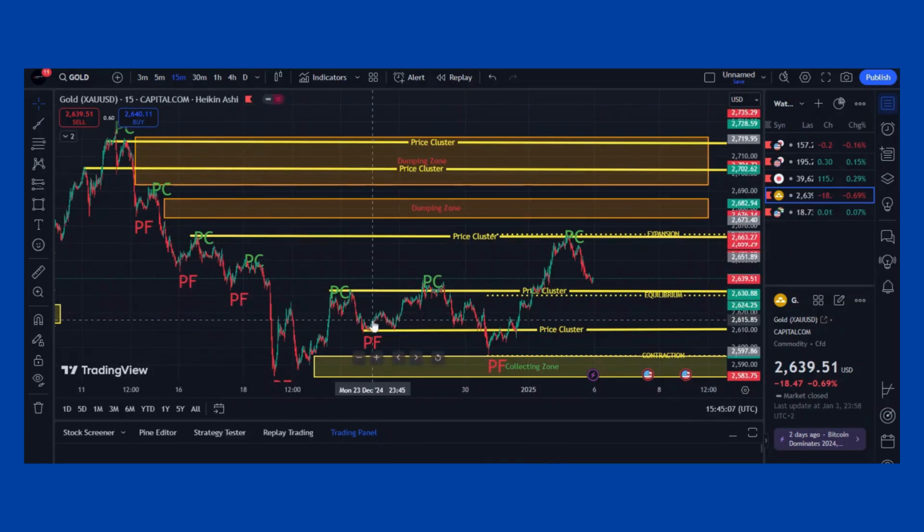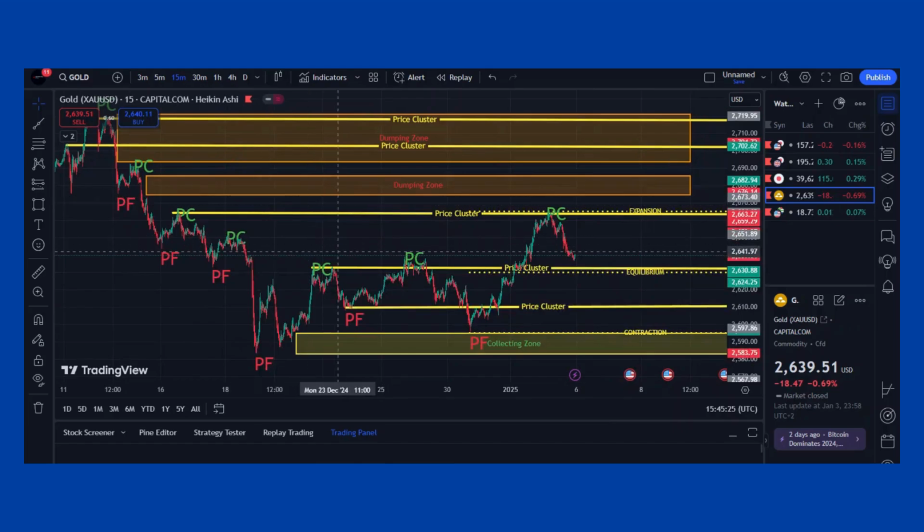And thereafter, our price floors and price ceilings leave the footprint for price clutter. As you can see, there's a price clutter here, price clutter, price clutter. Thereafter price clutter, we look at the dumping zone. Then my dumping zone, dumping zone, and then collecting zone, right?